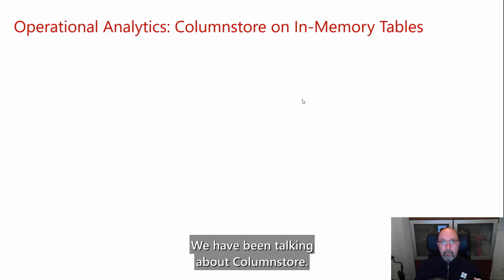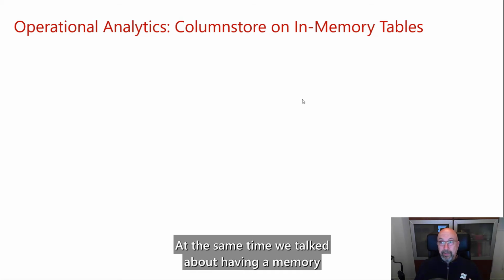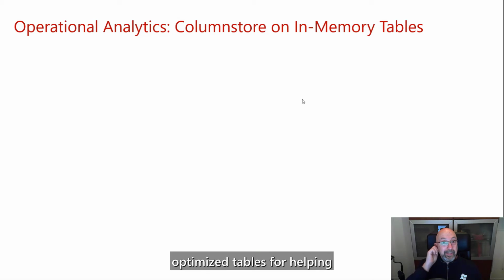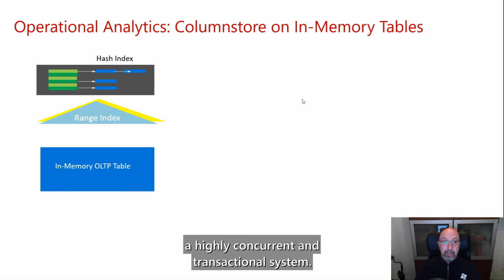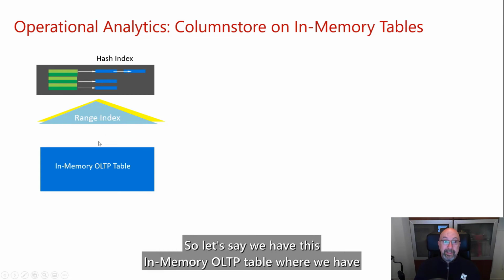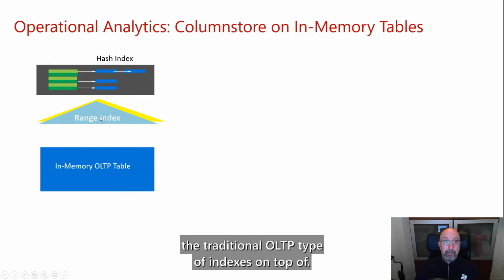Okay, so we have been talking about column store, right? And at the same time we talked about having in-memory optimized tables for helping a highly concurrent and transactional system. But why not combine these two technologies, right? So let's say we have this in-memory OLTP table where we have the traditional OLTP type of indexes on top, right?